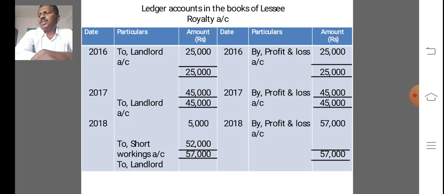In 2018, short workings account 5,000, to landlord account 52,000, by profit and loss account 57,000.